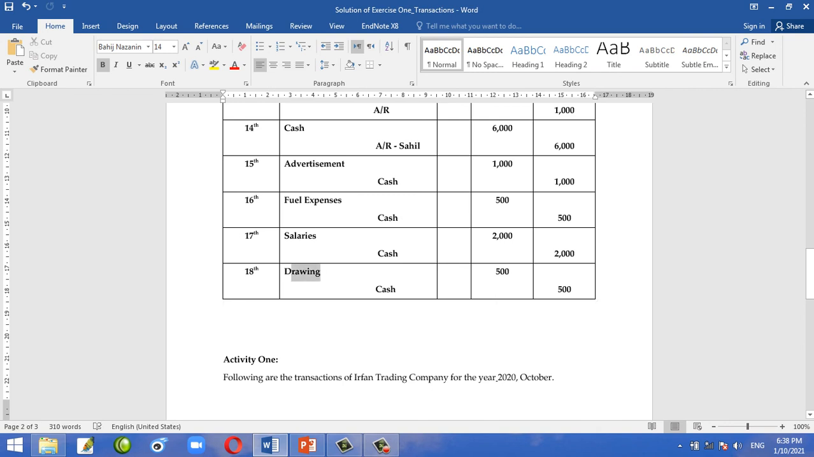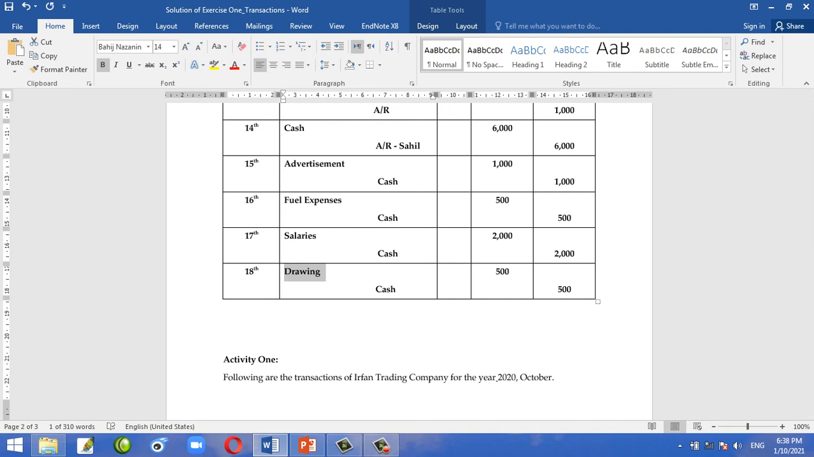or the drawings should not be recorded in the income statement. So pay attention. We have the income statement. We are recording all the expenses and revenues of the organization in the income statement. We are comparing the revenues against the expenses. Drawing is an expense, but it should not be recorded in the income statement. It should be recorded in the balance sheet in capital, and it should be subtracted from the capital of the owner.